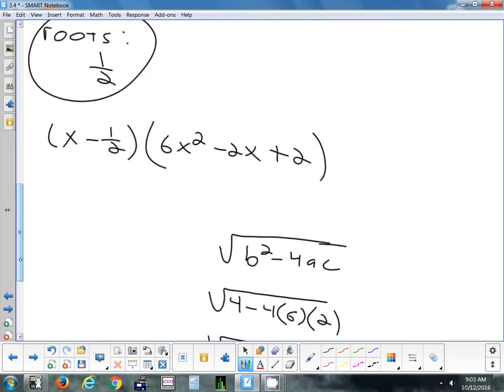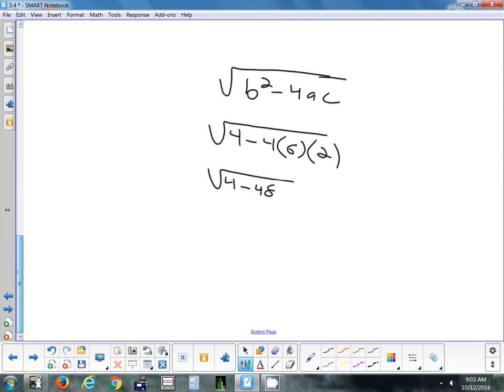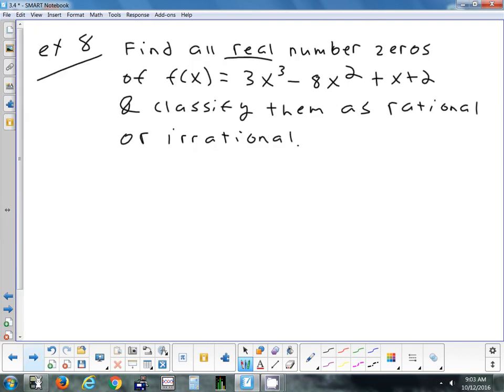Okay, so any questions why I'm not continuing on with the quadratic formula there? They're imaginary. Tomorrow we would continue on and get the other 2 answers, but not for today. All right, so let's do this one and then see where we end up.